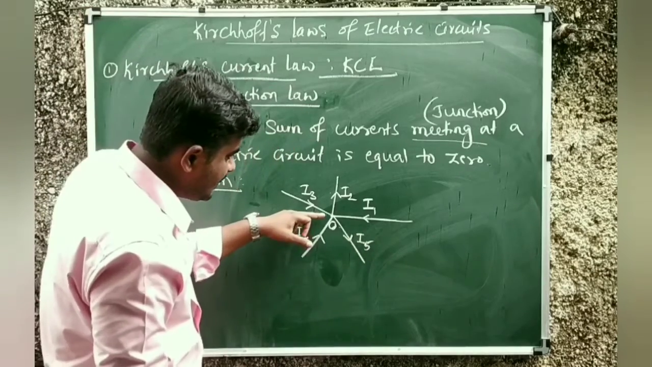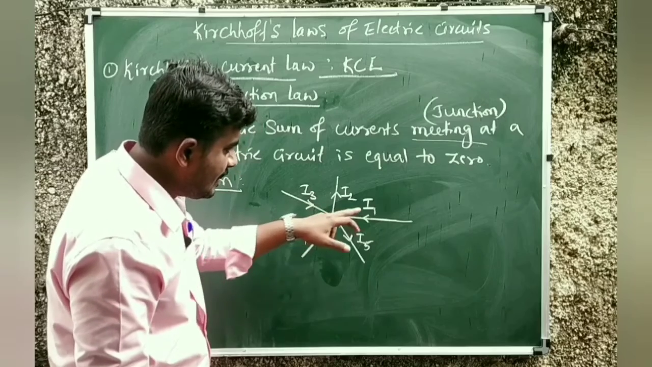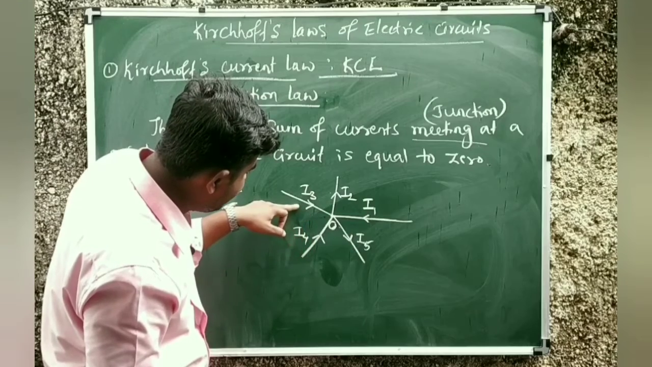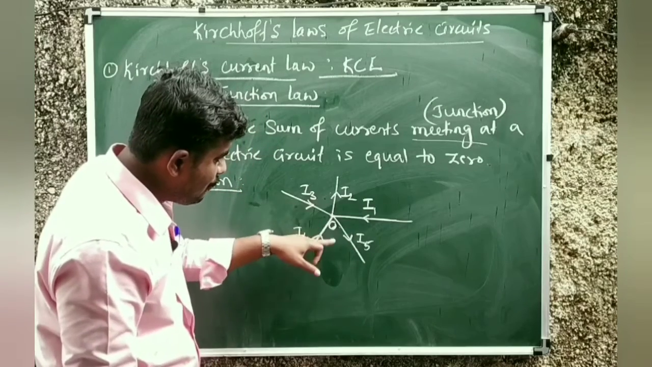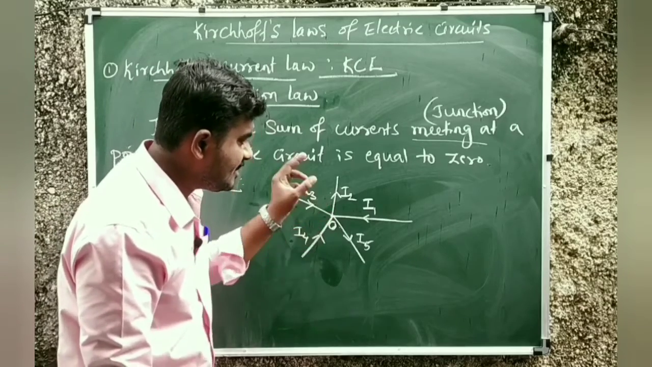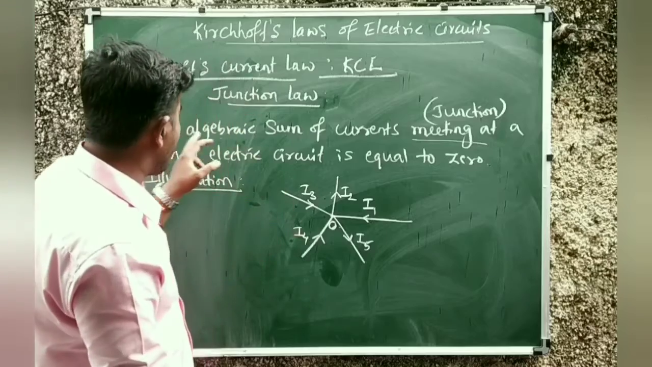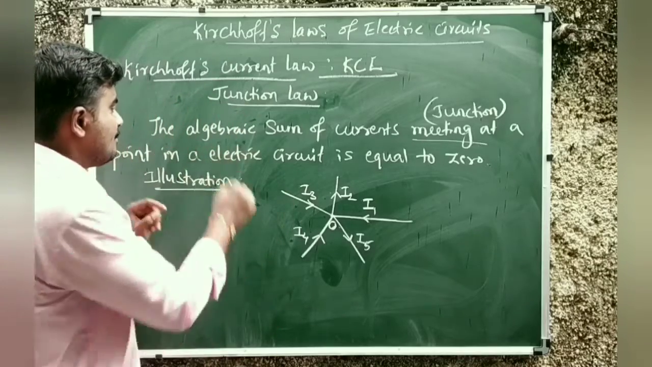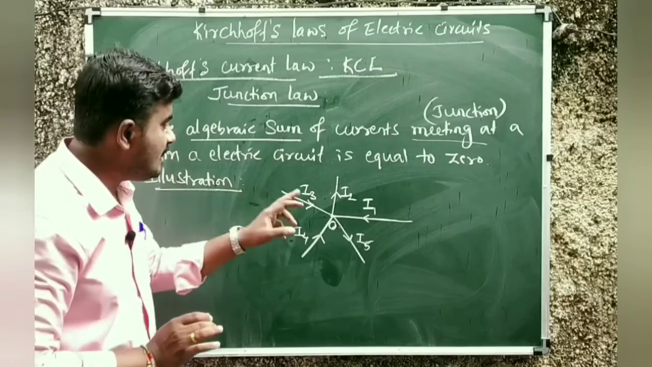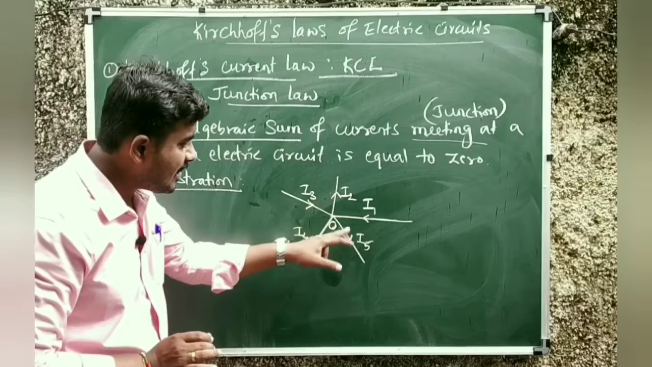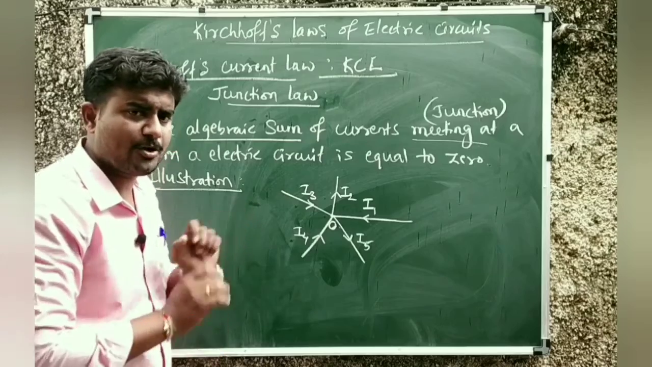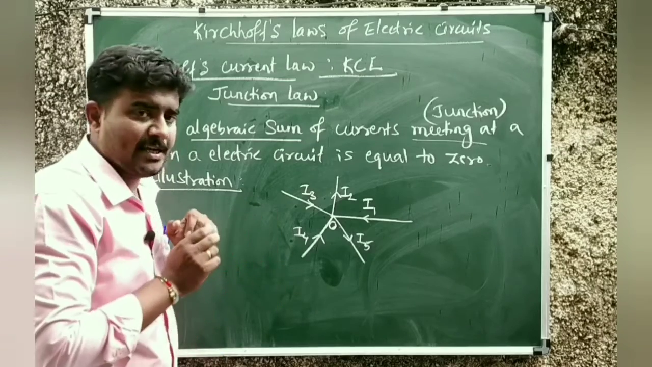See, if I consider this point O as a junction, some currents are entering. I1 is entering, and I3 is entering. I4 is entering. I2 and I5 are leaving the junction. It means some currents are entering the junction, some currents are leaving the junction. But according to this statement, the algebraic sum is there. Algebraic sum means we are supposed to consider the direction. Even though electric current is a scalar quantity, in this case we are supposed to consider its direction. How are we supposed to consider its direction? We shall make a sign convention.